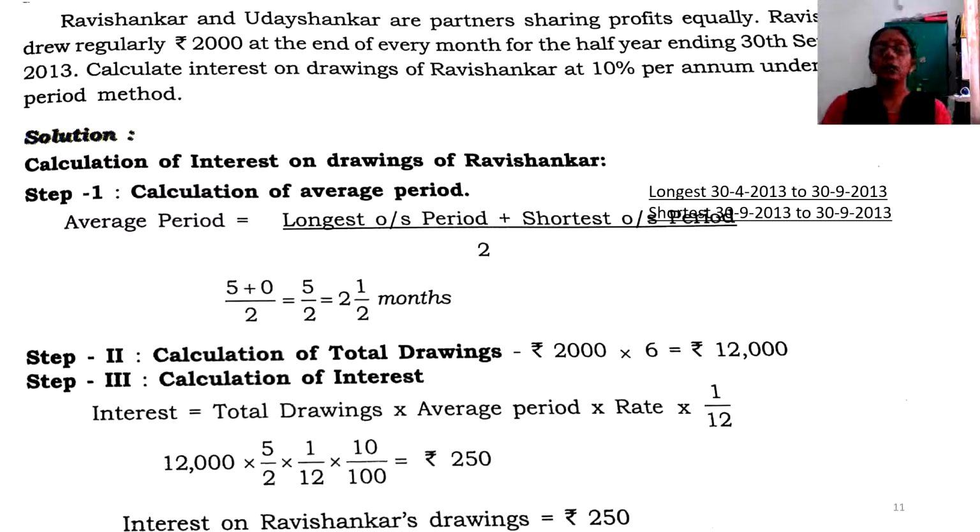Now let us see one example to understand this method in a thorough manner. There are 2 partners, Ravi Shankar and Uday Shankar, and they are equal partners. Ravi Shankar withdraws regularly 2000 rupees at the end of every month. Even this beginning, end, middle also plays a very vital role here too in the computation under this method. So be aware of which date exactly that the withdrawal happens. So Ravi Shankar is withdrawing rupees 2000 at the end of every month.